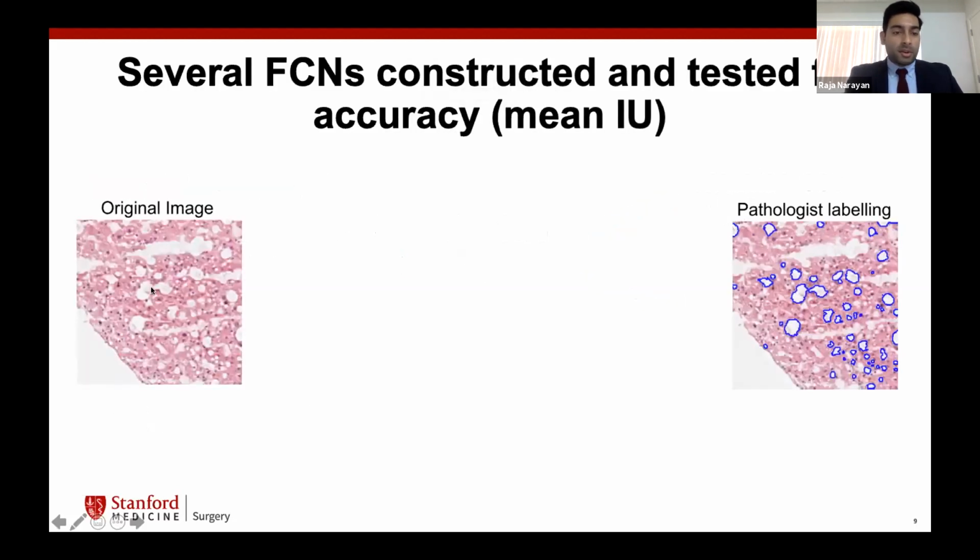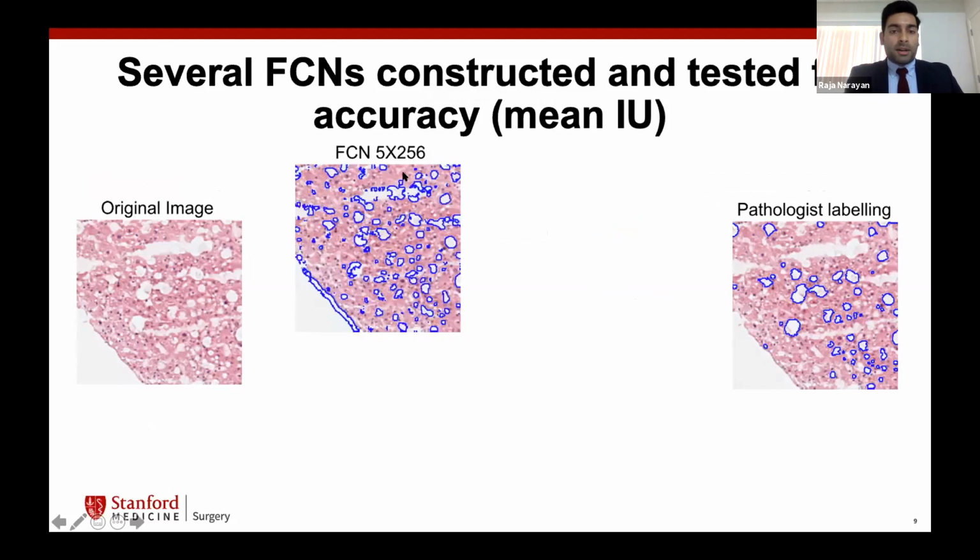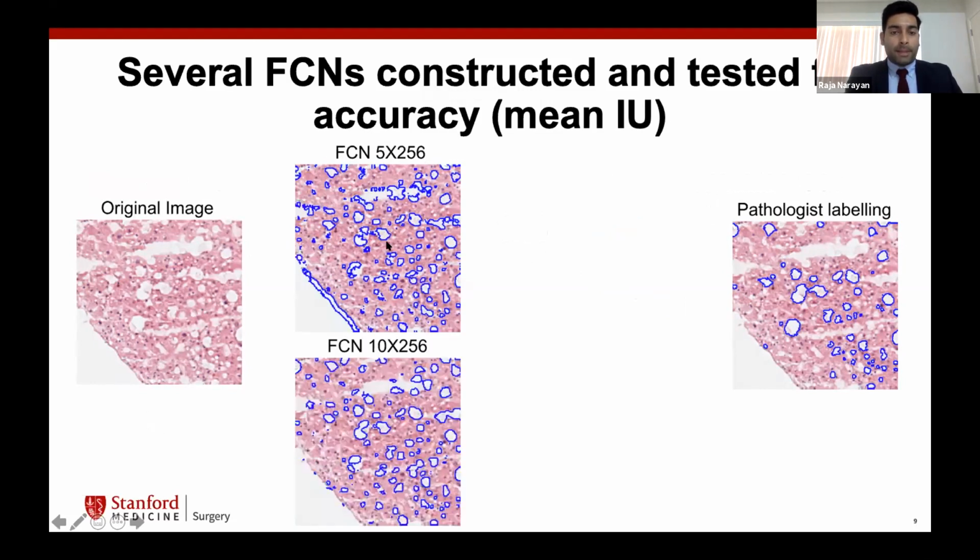I'm showing here the original image and an example of the pathologist labeling on the right. The first model, the fully convolutional network with a depth of 5 and a resolution of 256, as you can see, seemed to overcall some areas of artifact on the image relative to what the pathologist had labeled. A more complex version of this, with a depth of 10, seemed to overcall less than its predecessor.